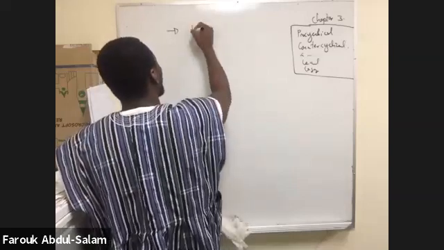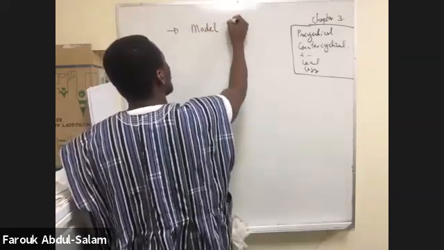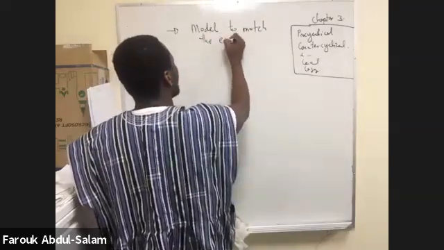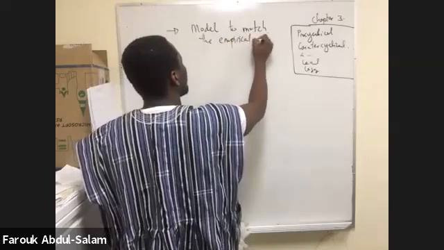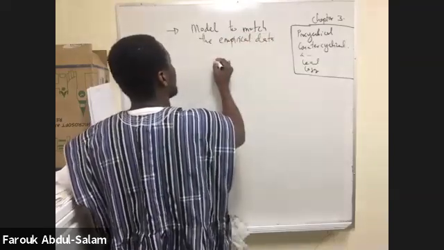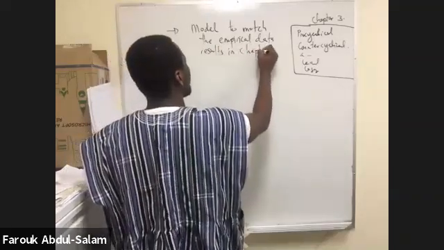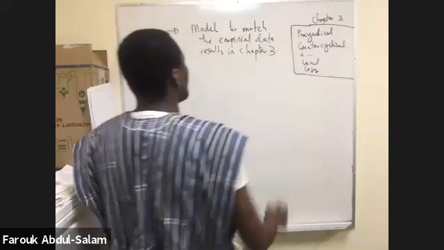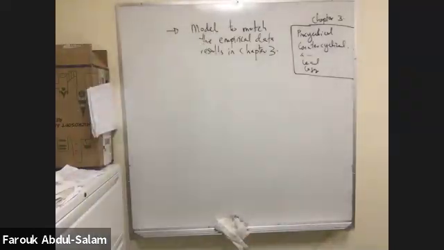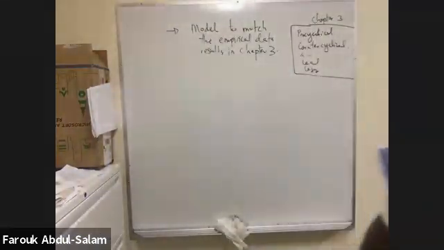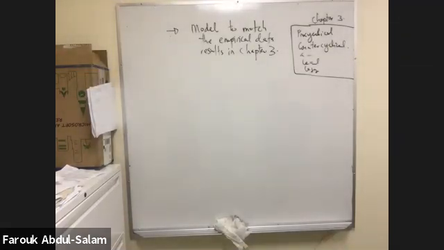is to use the model to match the empirical data results in chapter 3. We now have our model. We want to use our model to see how consistent our model is with the results that we saw in chapter 3.